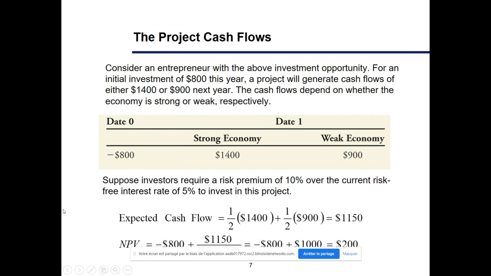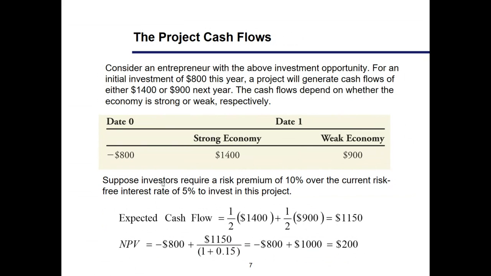The NPV should be equal to minus 800 plus 1,150 divided by 1 plus R, because 1,150 is the year one. Let's assume that the project has the project cost of capital of 15%. Where does 15% come from? It comes from the assumption that investors require a risk premium on the project. The project risk premium is 10% over the current risk-free interest rate of 5%. So therefore, the project's cost of capital is estimated at 15%.